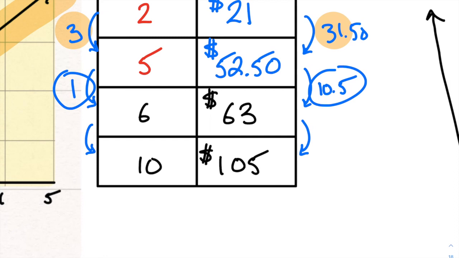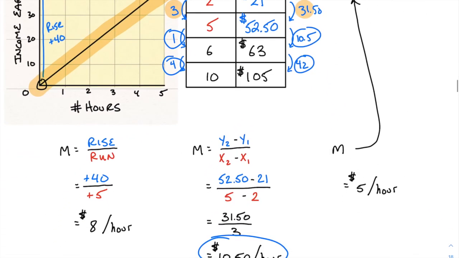And then 63 to 105. Let's see, 105 minus 63 is 42. And 6 up to 10 is 4. And 42 divided by 4 is, well, 10.5. So that is, in fact, linear as well, because each one of them ends up being 10.5.